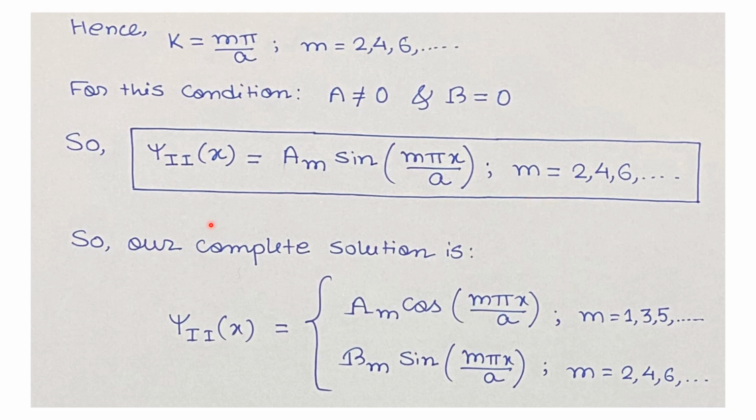So the complete solution for the particle wave function will be psi 2 as a function of x equals a subscript m times cos m pi x by a for m equals odd integer values, and psi 2 as a function of x will be b subscript m times sin m pi x by a for m even integer values.